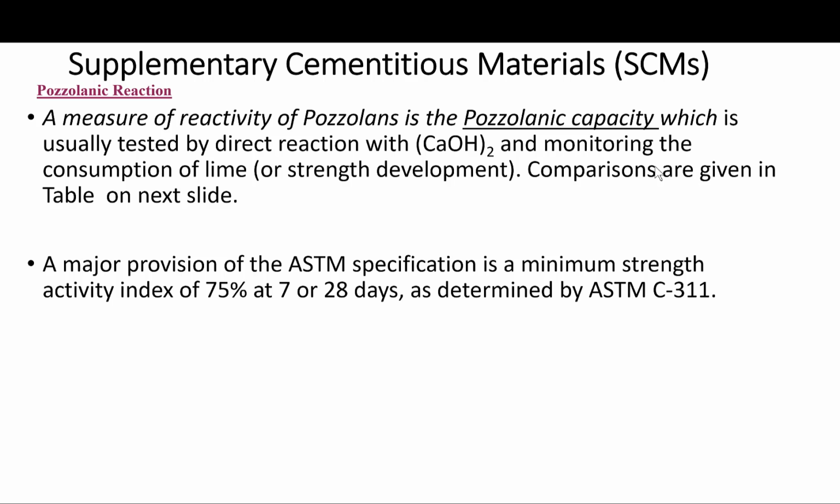Also, again, there is a major provision of the ASTM specification, something called the minimum strength activity index, which requires 75% strength to be gained compared to the control mix at 7 and 28 days, as determined by ASTM C311. I'll show a table coming up later in the lecture about this.